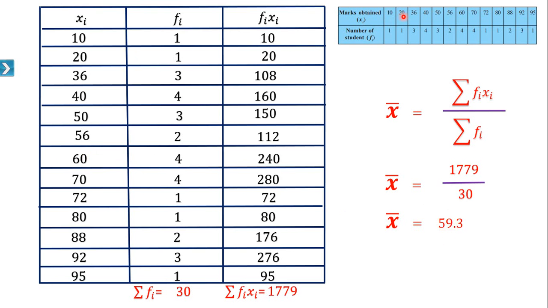This type of table is called an ungrouped frequency distribution table, because here marks are not grouped. This is the method of finding mean for an ungrouped frequency distribution. That is, first the columns x i and f i will be given. Then we have to find f i x i, after that sigma f i x i, then sigma f i, then substitute in the formula.